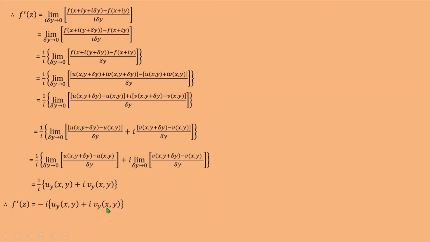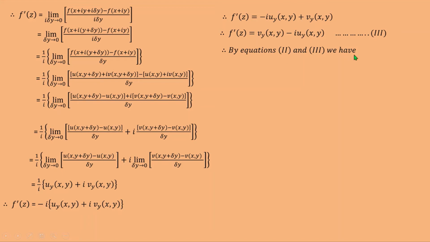Now take this minus i inside. And so we get f dash z is equal to minus i u y of x comma y, and then minus i square v y of x comma y. But the value of minus i square is plus 1, and so we get f dash z is equal to minus i u y of x comma y plus v y of x comma y. First write down the real part and then the imaginary part, and so we get f dash z is equal to v y of x comma y minus i u y of x comma y. Say this is equation number 3.